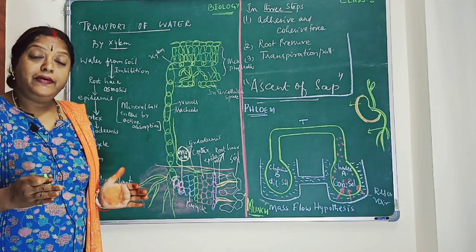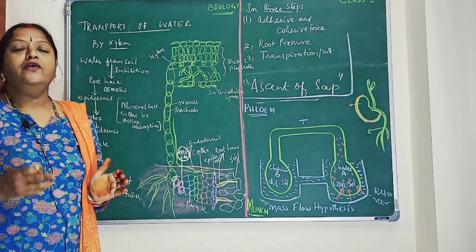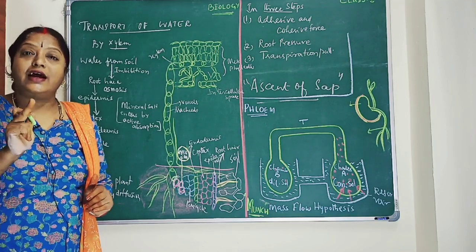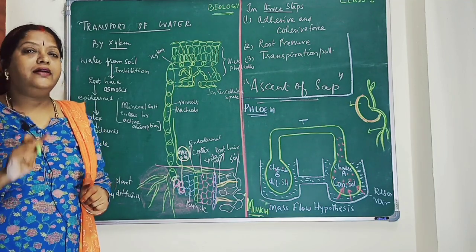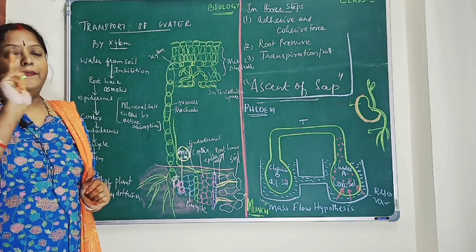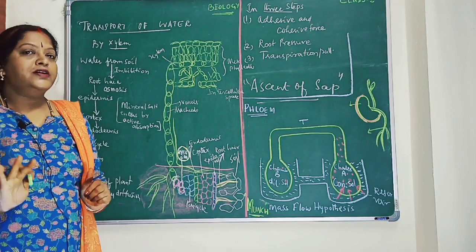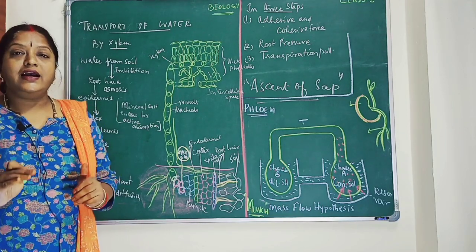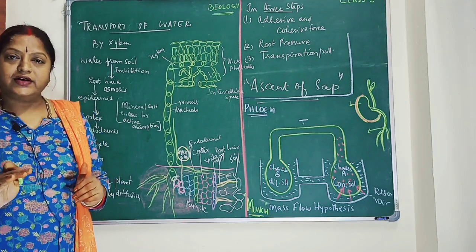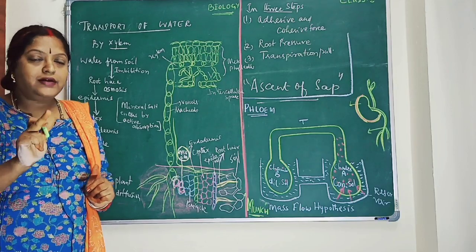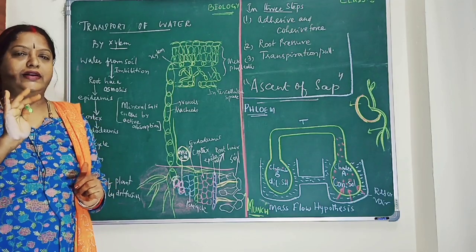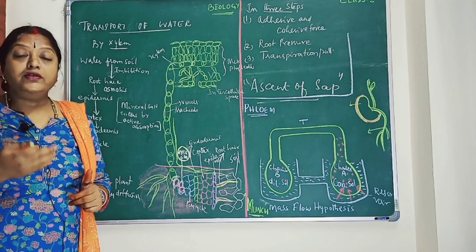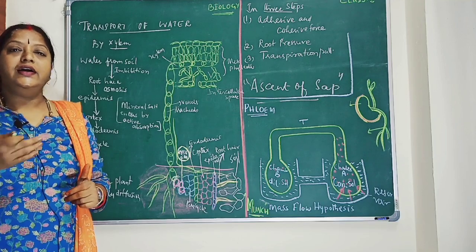Xylem helps in the transport of water from the roots to all the parts of the plant body, and phloem helps in the transport of food material from the leaves to all the parts of the plant body. This we have learned in the 9th class, that xylem conducts water from the roots to all parts and phloem conducts food material from the leaves to all the parts. Now we will see how this transport of water takes place.